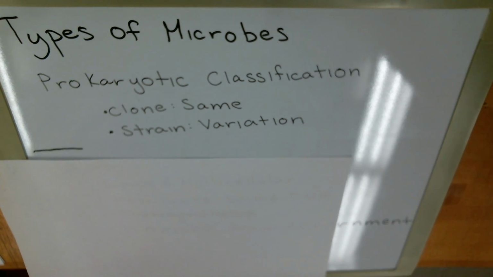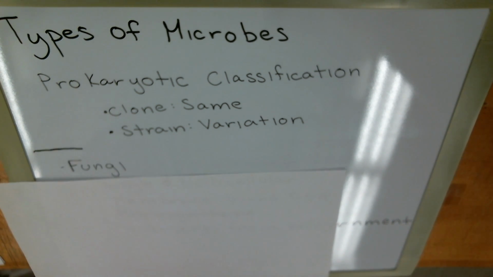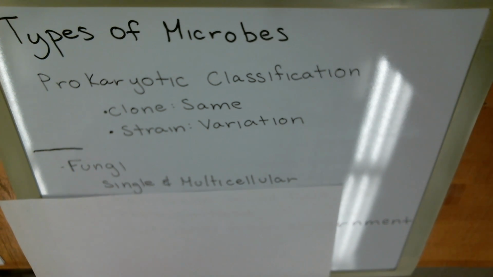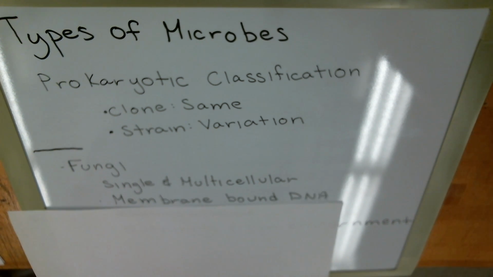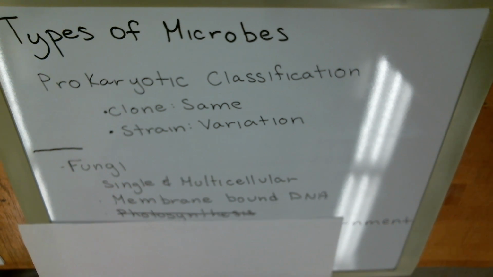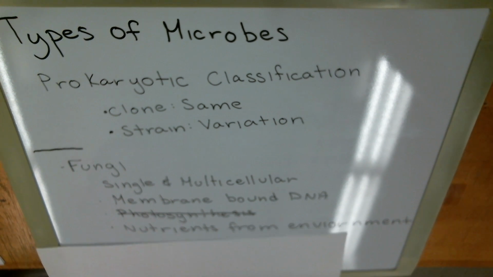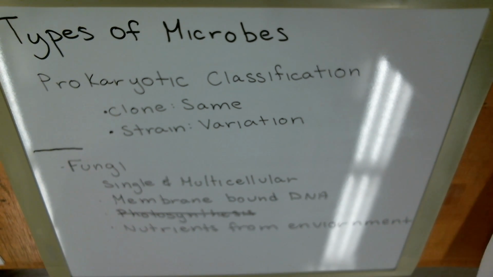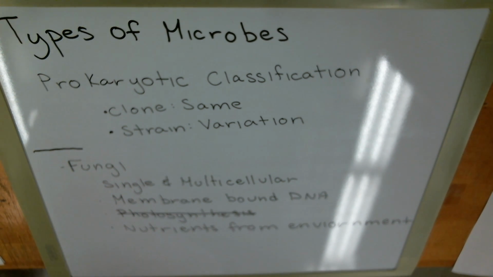Alright, the other microbes that you'll be looking at are fungi, and these can be single and multicellular. They have membrane-bound DNA, but they do not do photosynthesis. Although they kind of look like plants, they are not plants. So photosynthesis in fungi is a no-no. And they receive their nutrients from the environment. If this is a bit confusing for you, look back at your nitrogen cycle and you can see that they decompose some of the stuff that is retaken up by plants.